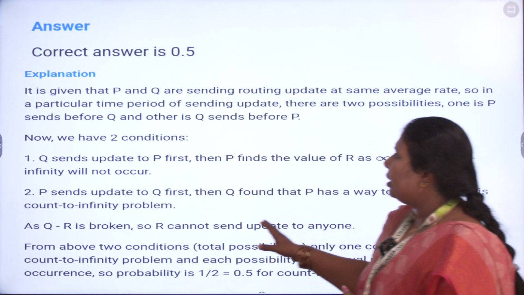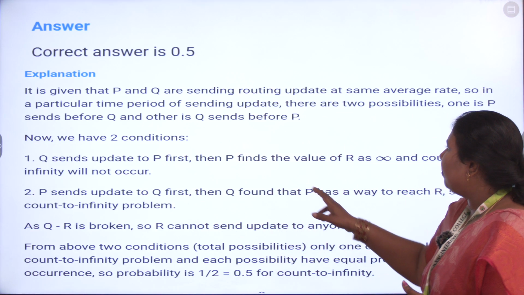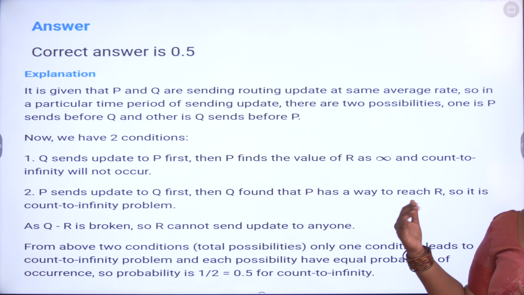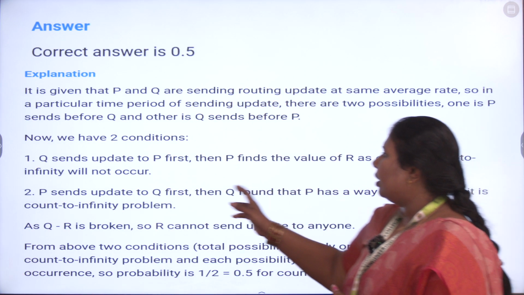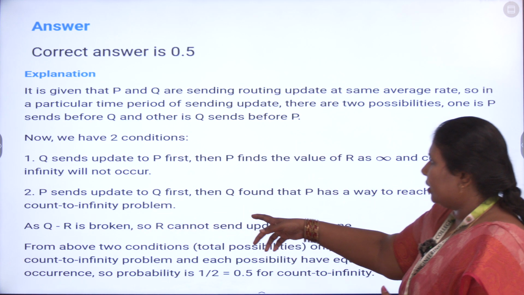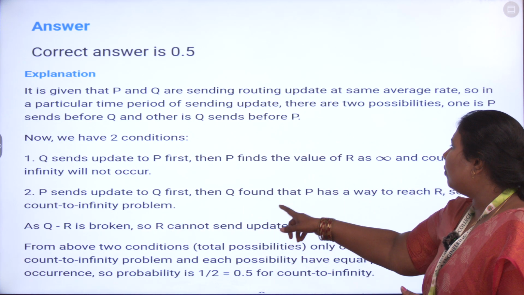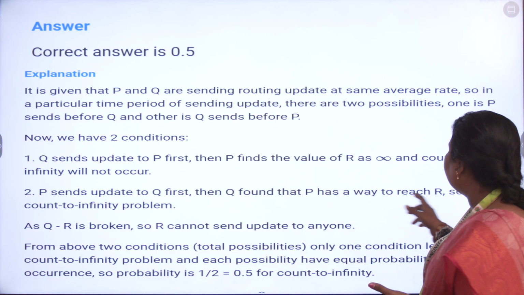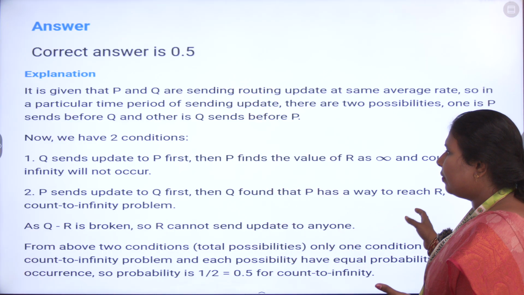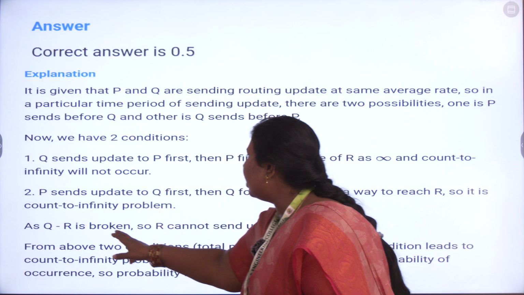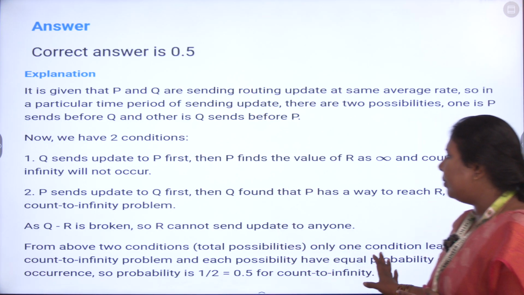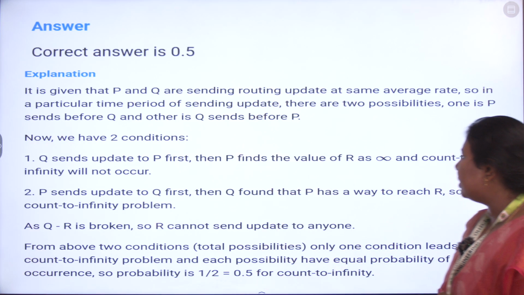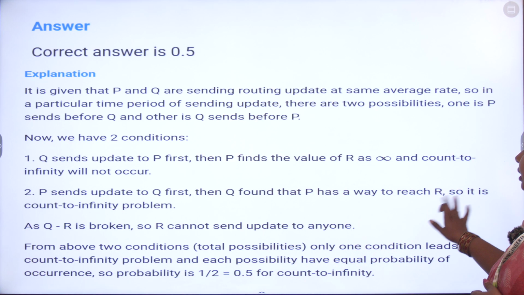If Q sends the update to P first, then P finds the value of R to be infinity because R has failed, so count to infinity will not occur. If P sends the update to Q first, Q finds that P has a way to reach R, and again Q will identify whether there is any path to reach R. But R has failed, so there is no infinity. As Q and R are broken, R cannot send any update to anyone. So out of the two conditions, one fails: 1/2, which is 0.5 for count to infinity.